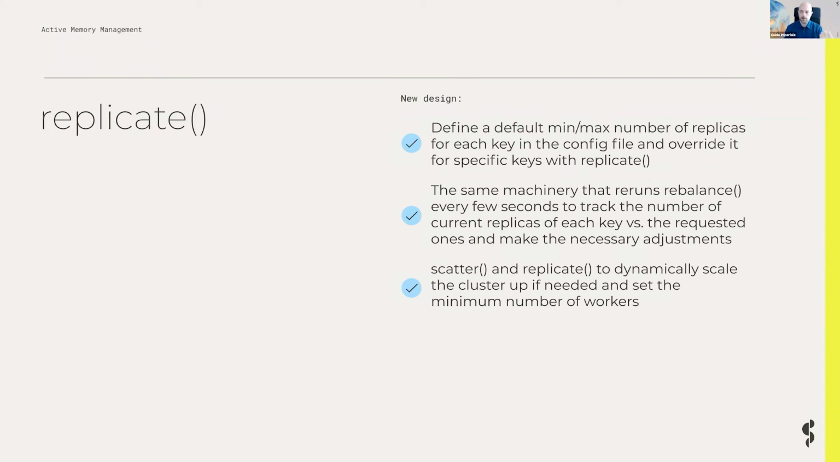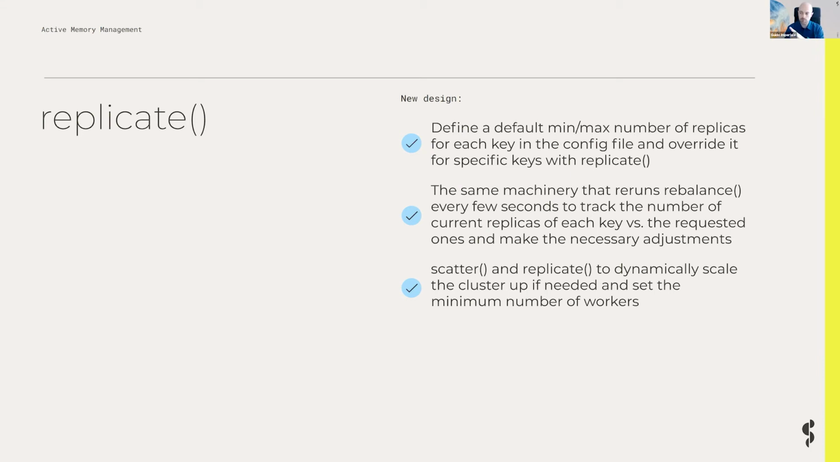We're going to define in the Dask config a minimum and maximum number of replicas for each key. Let's say 1 and 2. And then the replicate function will let you override that for specific keys. This key is smallish and was very, very expensive to compute. I want 5 copies at all times. This other key is incredibly large, and it takes 100 milliseconds to generate. Again, I want 1 copy, no more than that.